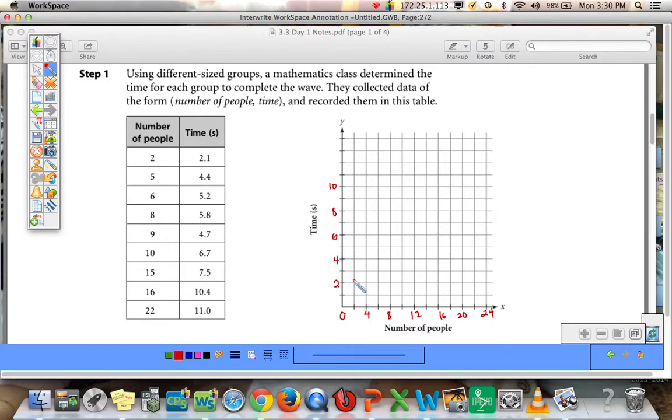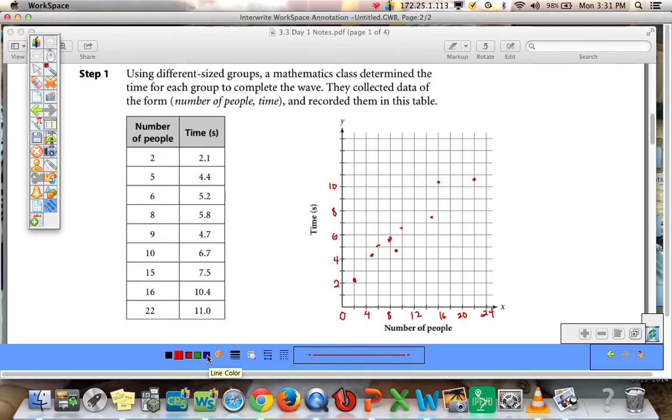2, 2.1, 5, 4.4, 6, 5.2, whoops, I put that in the wrong spot, 4, 5, 4.4, 6, 5.2, 8, 5.8, that's more like up here, 9, 4.7, 10, 6.7, 15, 7.5, 16, 10.4, 22, 11, okay, so there's our data.